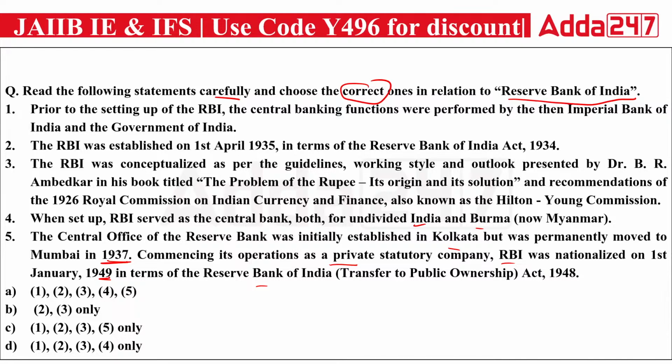Okay, so your answer for this question will be that all the statements are correct. So the right answer will be option A, because RBI was actually established on 1st April 1935 and its act came in the year 1934. Next, the Hilton Young Commission in 1926 recommended forming RBI, and when RBI was established, it was working as a central bank for India as well as Myanmar. All the statements are true here. Okay, right answer is A.